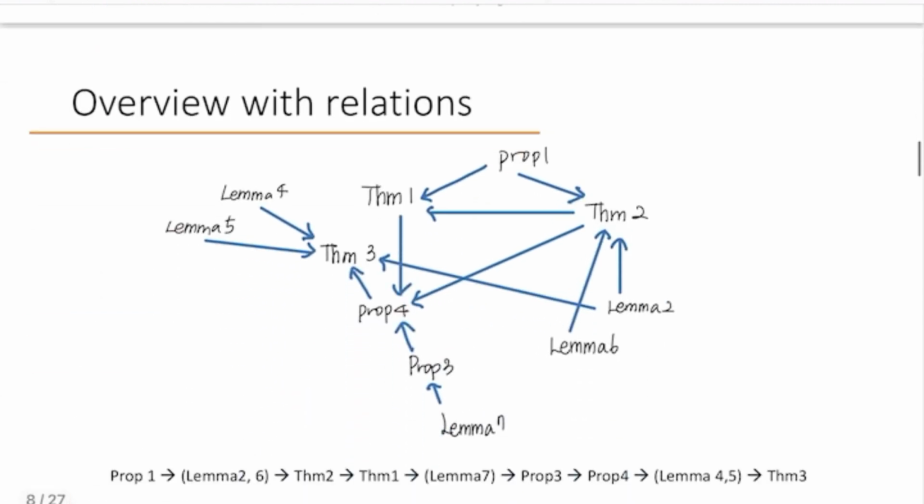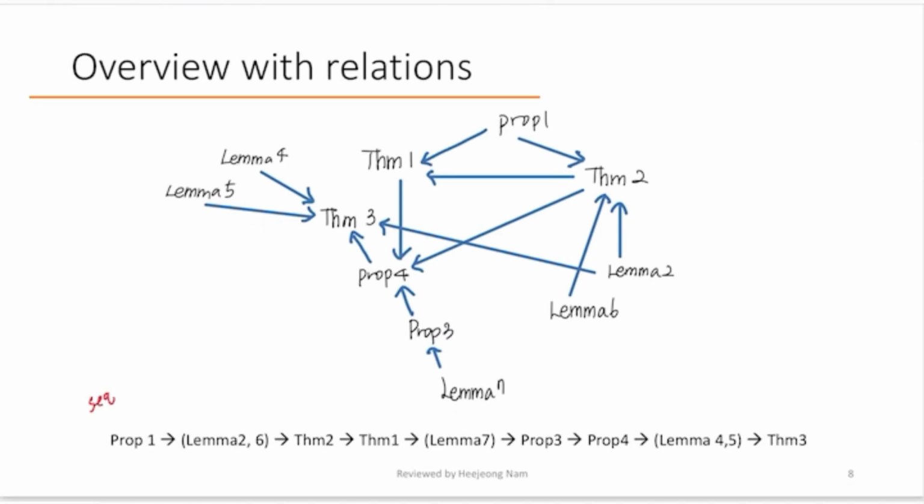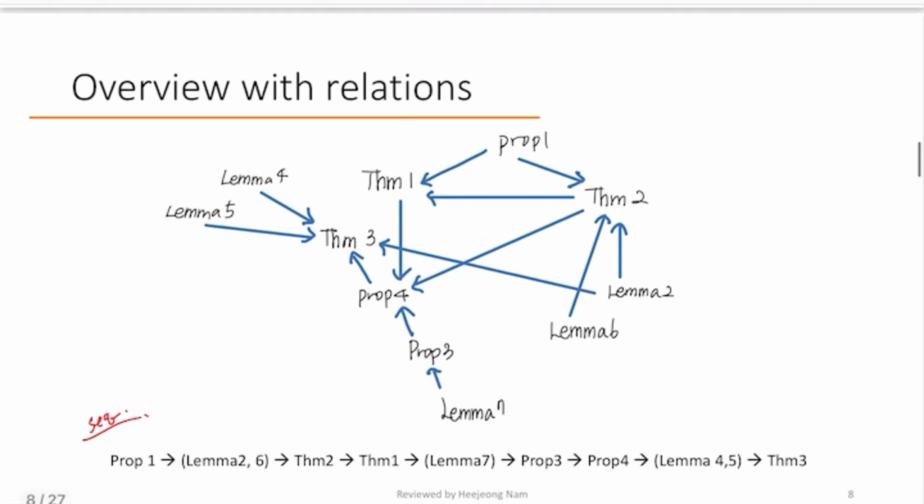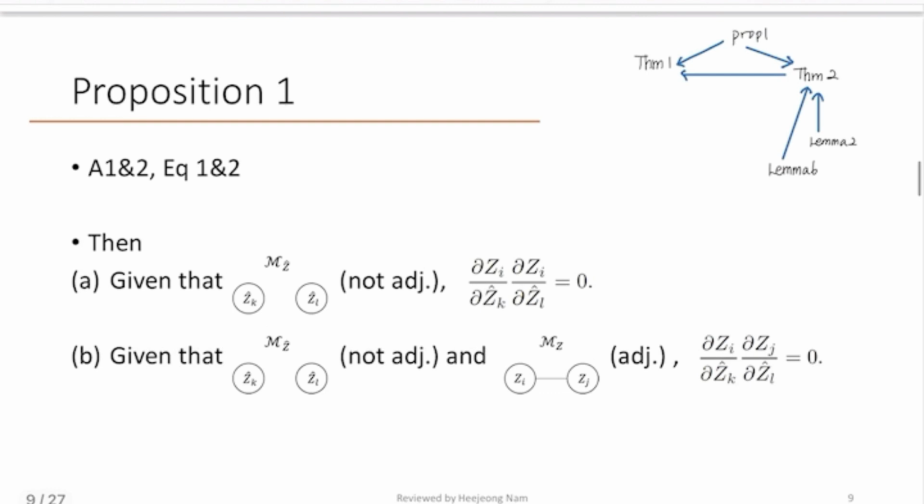And this is an overview of the relation of the lemmas, theorems and propositions. This looks quite complicated, so we'll go through one by one. We will start from proposition 1 and theorem 2 and then theorem 1, and then proposition 3, proposition 4, and then theorem 3.